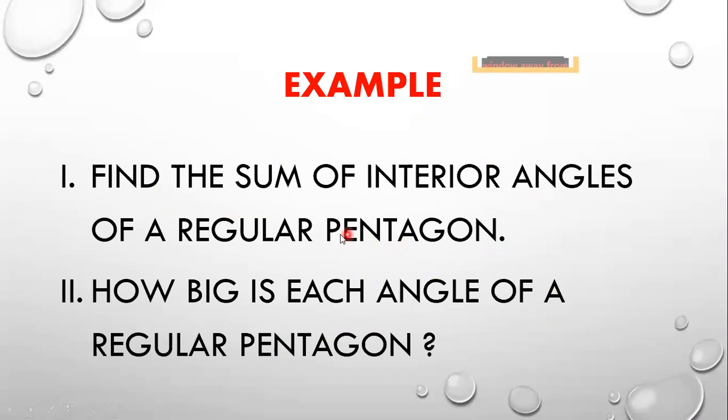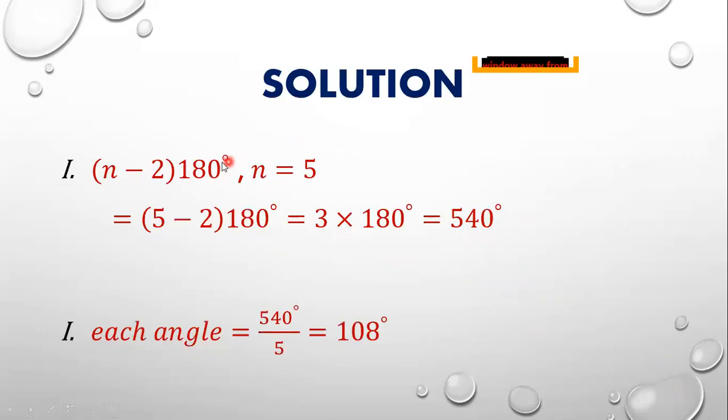If you look at an example, find the sum of interior angles of a regular pentagon and how big is each angle of a regular pentagon. To get the sum of the interior angles of a regular pentagon, we use this formula here, where n is 5, since a pentagon has 5 sides. So we end up getting the answer as 540 degrees. Then the size of each angle is 540 degrees divided by 5, which is 108 degrees, since it is a regular pentagon.